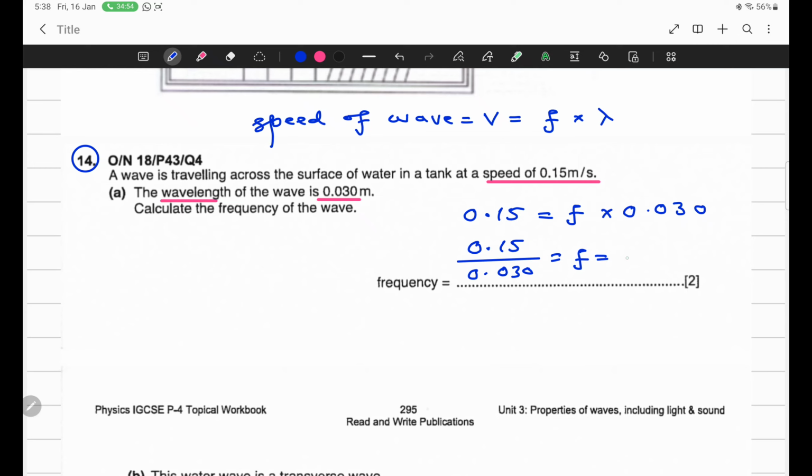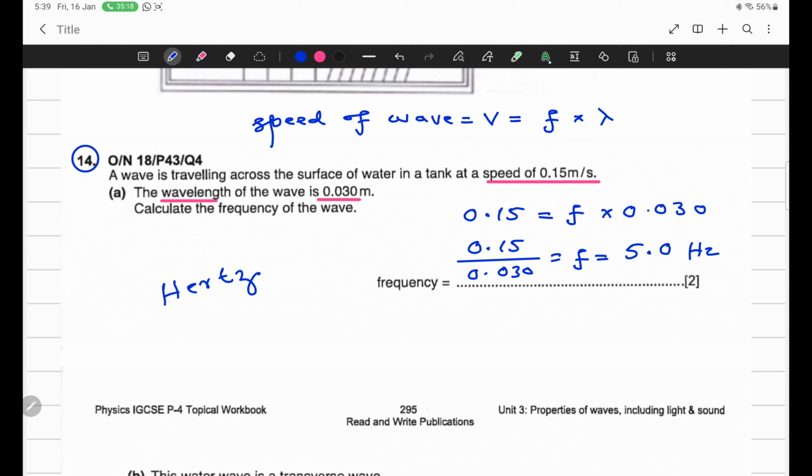5, and all the numbers are given in at most two significant figures, so we should write 5.0. The unit of frequency is hertz.